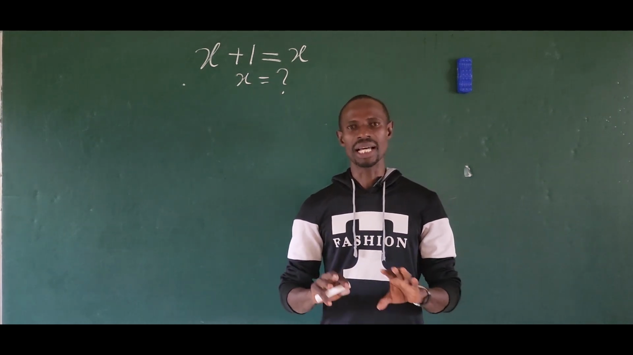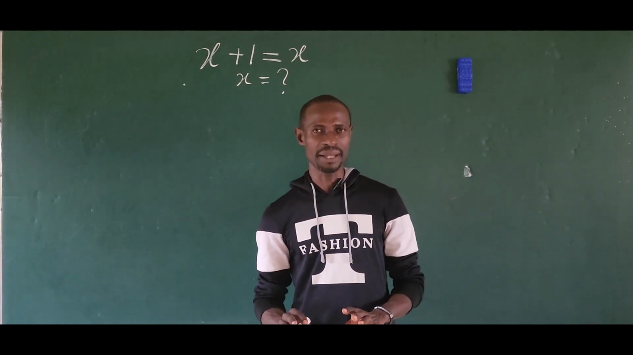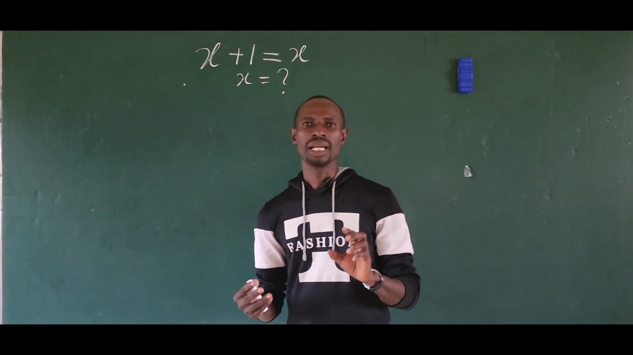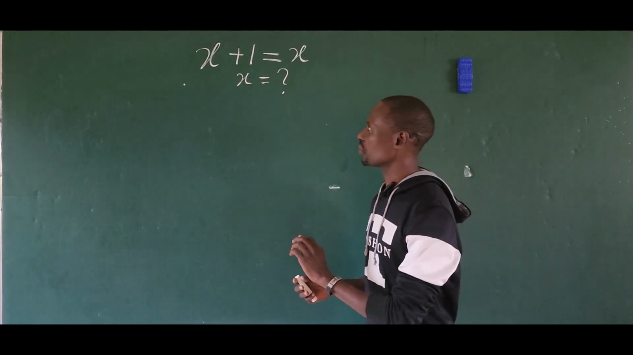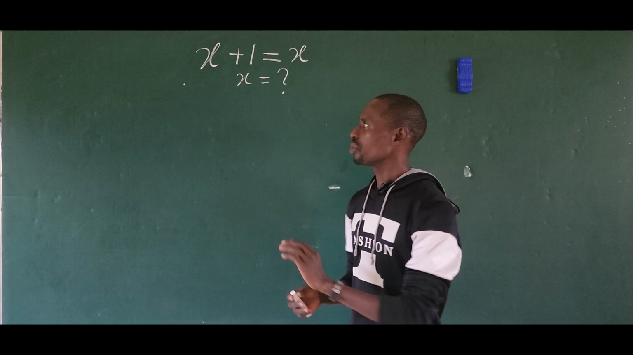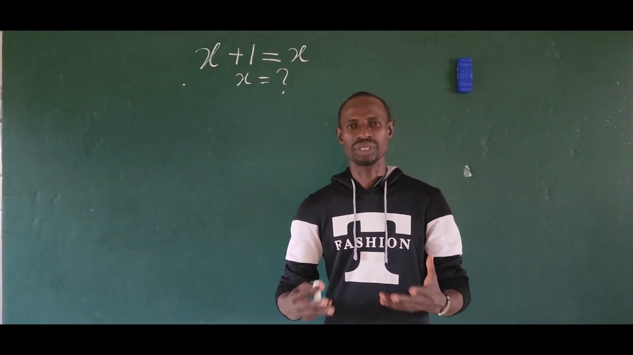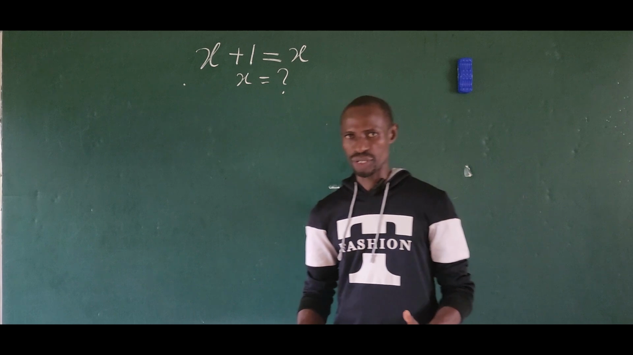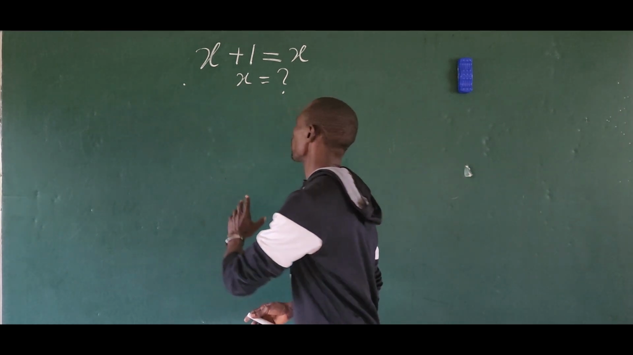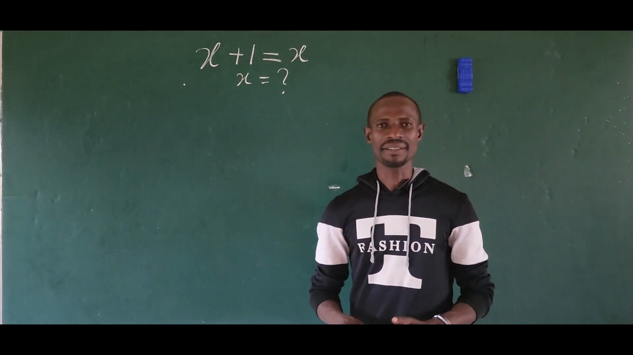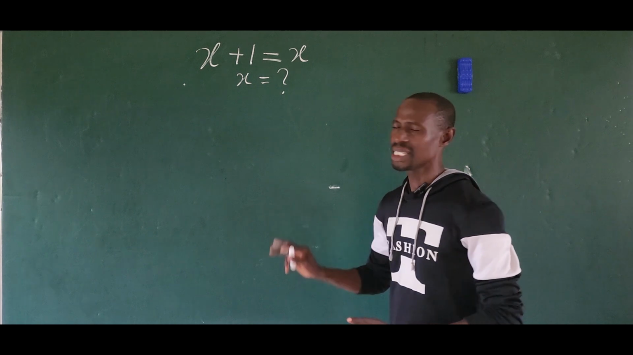I'm going to use a different method in solving this, okay? So one, we're going to use the algebraic method, and we're going to also use the graphical method to show the answer to this. If there is no answer, we're going to tell at the end of it also. So the question is x + 1 = x. What is the value of x that satisfies this challenge here?